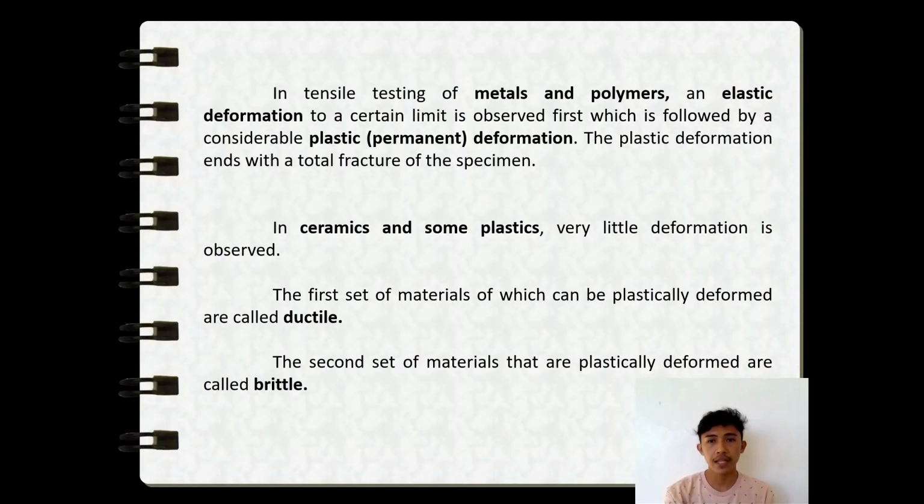In tensile testing of metals and polymers, an elastic deformation up to a certain limit is observed first, which is followed by considerable plastic or permanent deformation. The plastic deformation ends with a total fracture of the specimen. In ceramics and some plastics, very little deformation is observed because atoms behave mostly like positive or negative ions and are bound by Coulomb forces between them, and they are usually combinations of metals or semiconductors with oxygen, nitrogen, and carbon. The first set of materials, which can be plastically deformed, are called ductile, while brittle is the second set of materials, which are not plastically deformed.